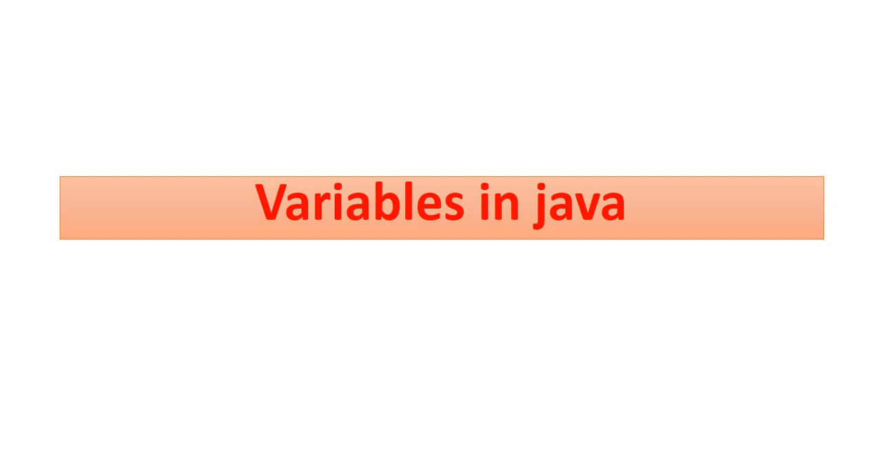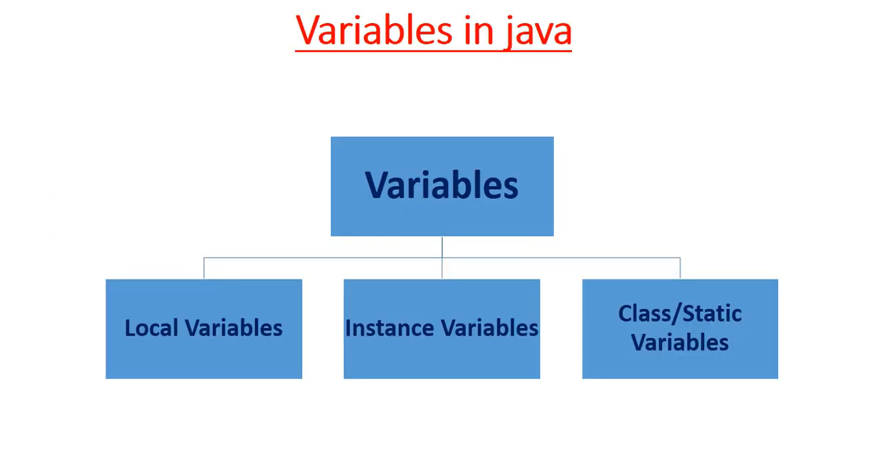So now some variables in Java. Particularly, there are 3 types of variables in Java: the local variable, the instance variable, and the static variable or class variable. So these are the 3 types of variables available in Java. We will try to explain each of them.